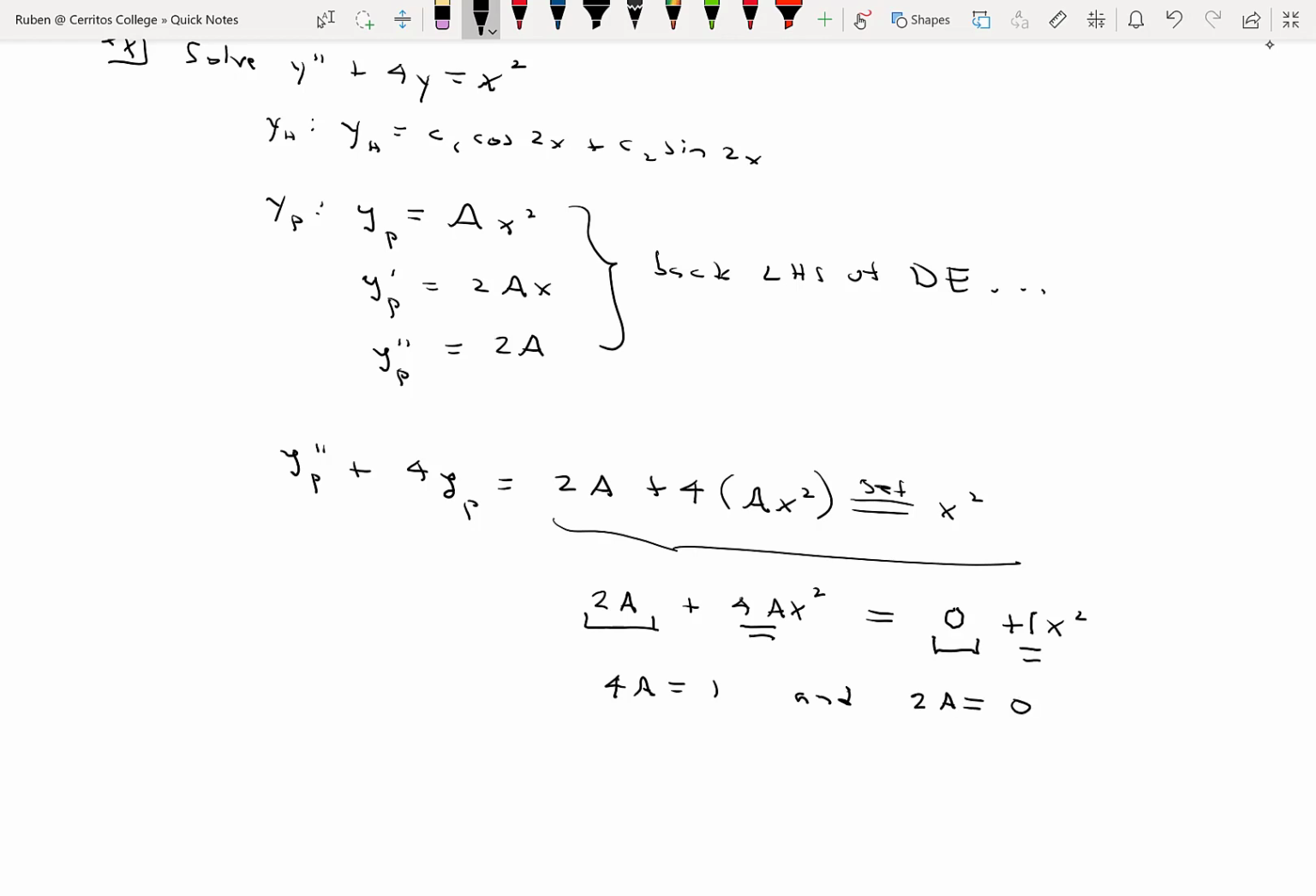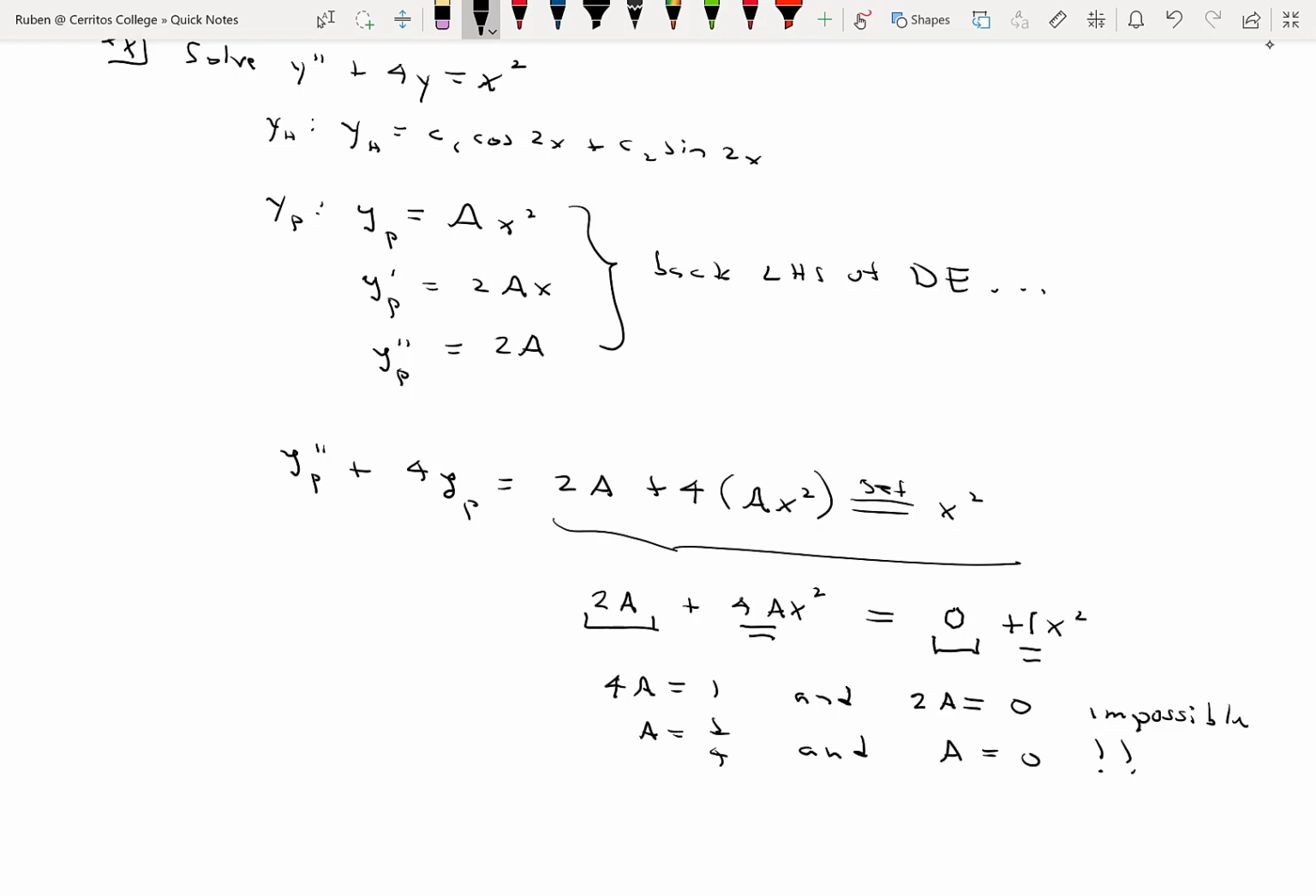And that gives us a pair of equations that are impossible to solve. It's impossible to solve this system of two equations with one unknown. You can't have 4a equaling 1 and 2a equaling 0. That says a should equal 1/4, and at the same time, not or, at the same time, a equals 0. So this is impossible. So something's wrong. Some adjustment needs to be made for our particular solution.